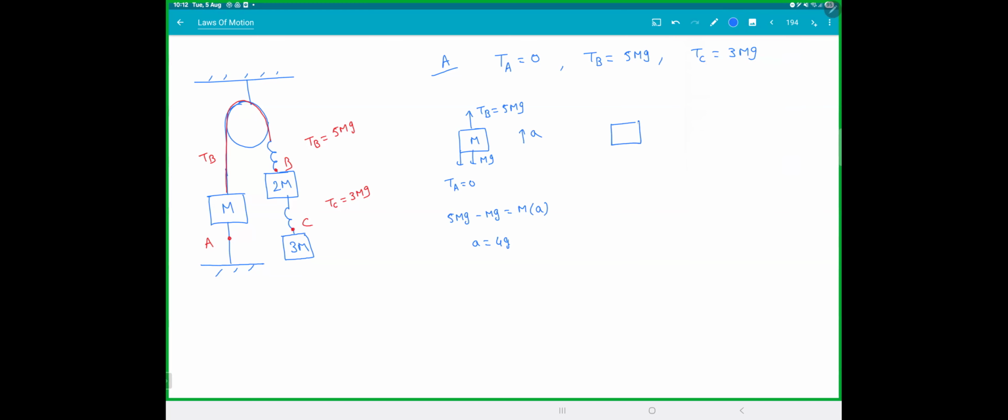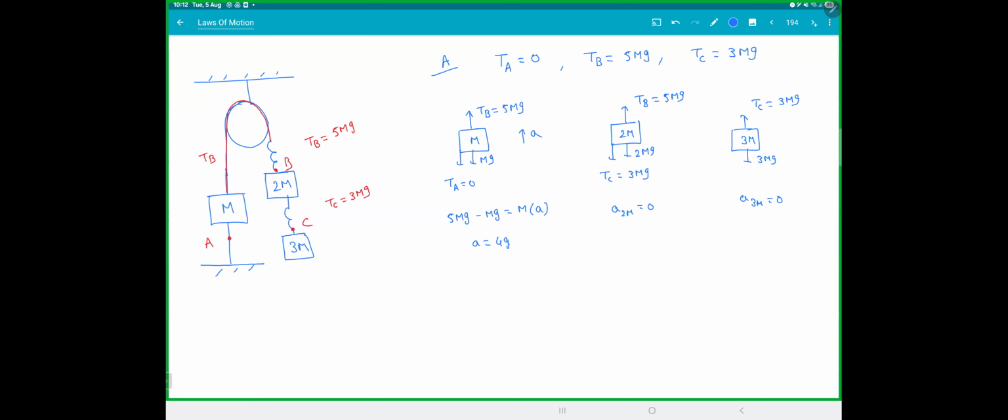Now if you take the 2m block, luckily here nothing changed. So TB was 5 mg. Your own weight was 2 mg. Your TC was 3 mg. So nothing happened, so acceleration is 0. Same thing with 3m also. These tensions are unaffected. Those blocks will be at rest for a moment; next moment they will move. At this instant, there is no acceleration. Clear what I did? Can you do for B also now?